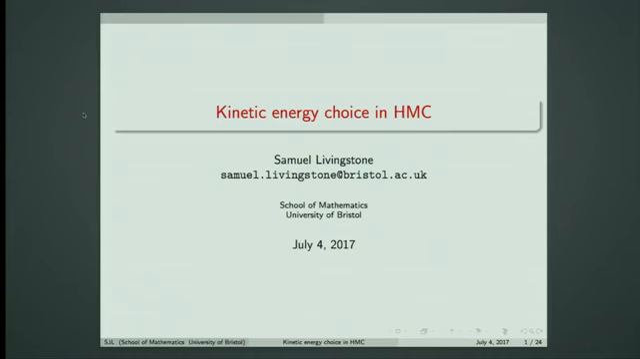Session we have two talks from the Bristol part of ILIKE. So first of all we have Sam Livingstone, who's one of the ILIKE postdocs, and he's going to talk about choice of kinetic energy in HMC.